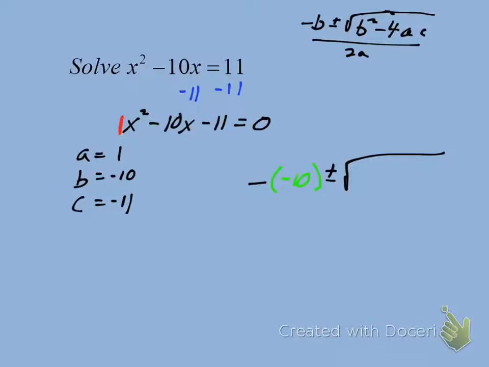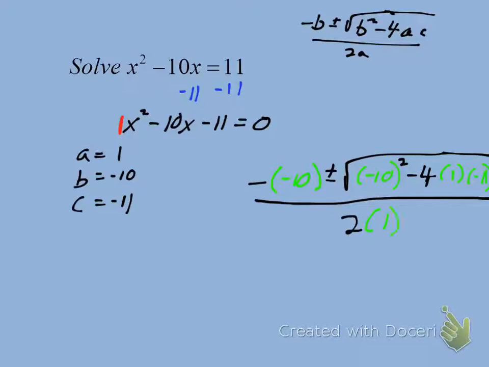Okay. What's B again? Sorry. B is negative 10. And it gets what? Squared. Minus 4. Alright. A is 1. C is negative 11. And that's all underneath the radical. And all of that is over what? 2a, and a is 1.